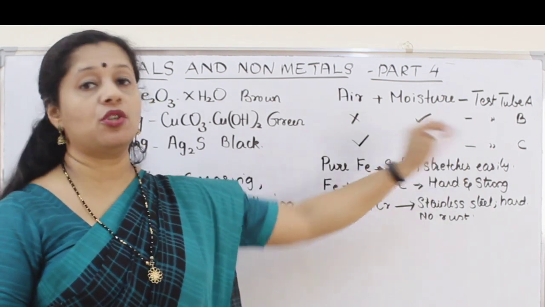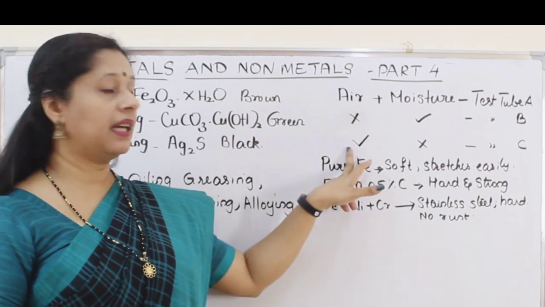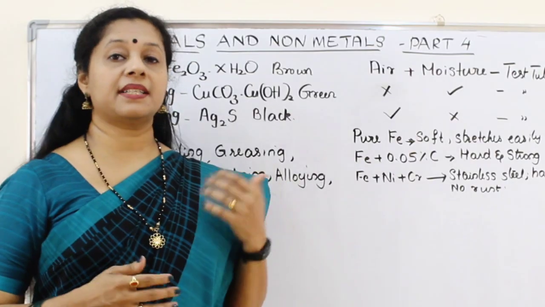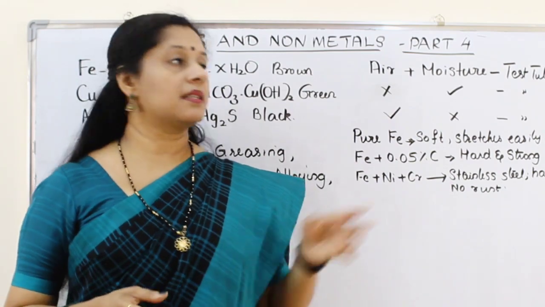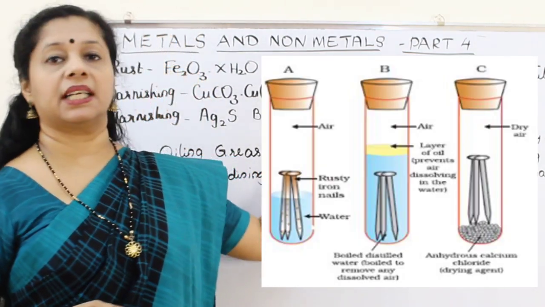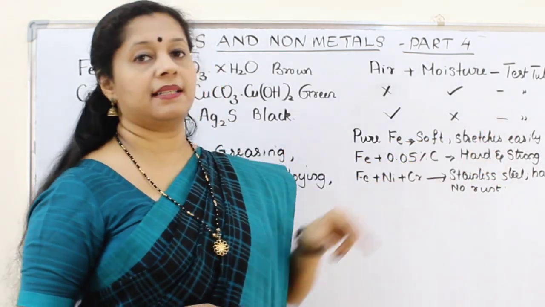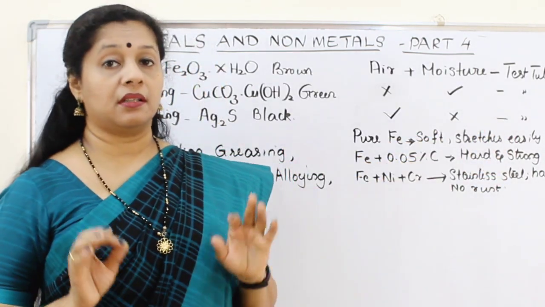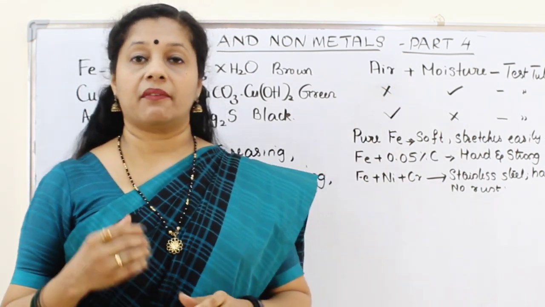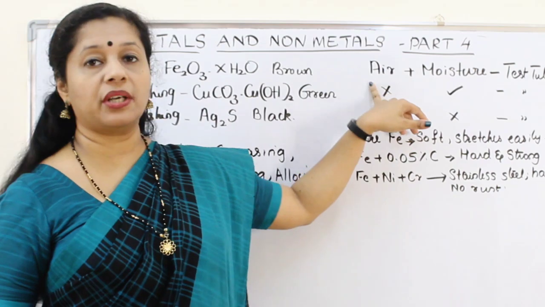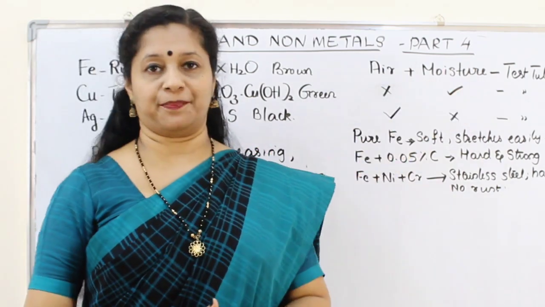So in test tube B, we don't find corrosion. In the third situation, we are giving air. There is anhydrous calcium chloride which will absorb all the moisture present in the test tube. As a result, no water is available, but there is air, oxygen, present in it. So in test tubes B and C, corrosion will not happen, whereas in test tube A we can observe corrosion. From this we can understand that for corrosion to happen, two factors are important, which are air and moisture.